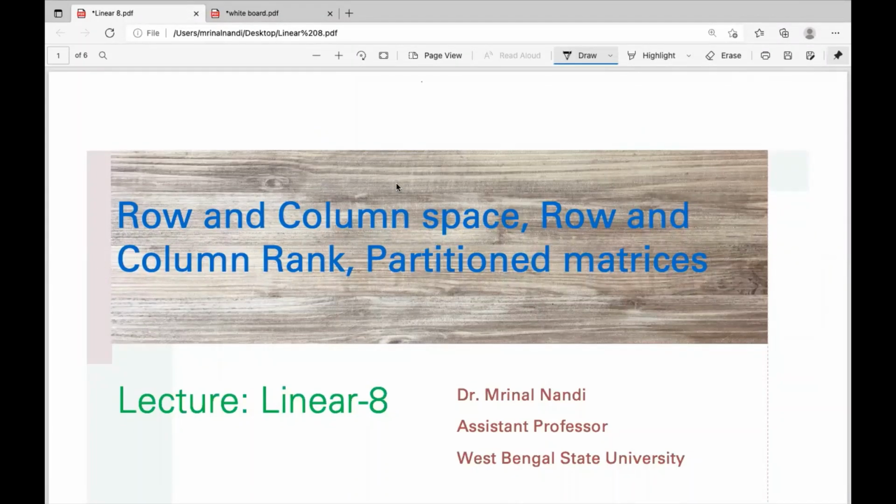So lecture number 8: row space, column space, row and column rank, and partition matrix. This is a very important concept, and it relates vector space with matrix. Matrix is a concept, vector space is a concept, and this row space, column space actually relates the concept of matrix and the concept of vector space.